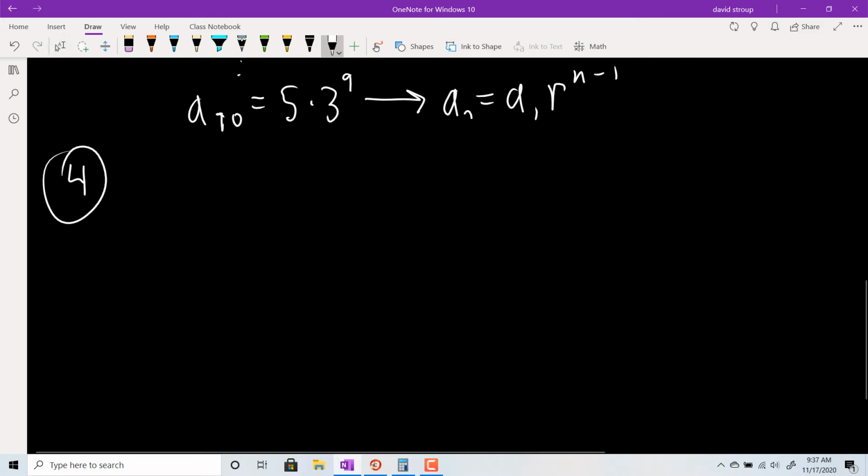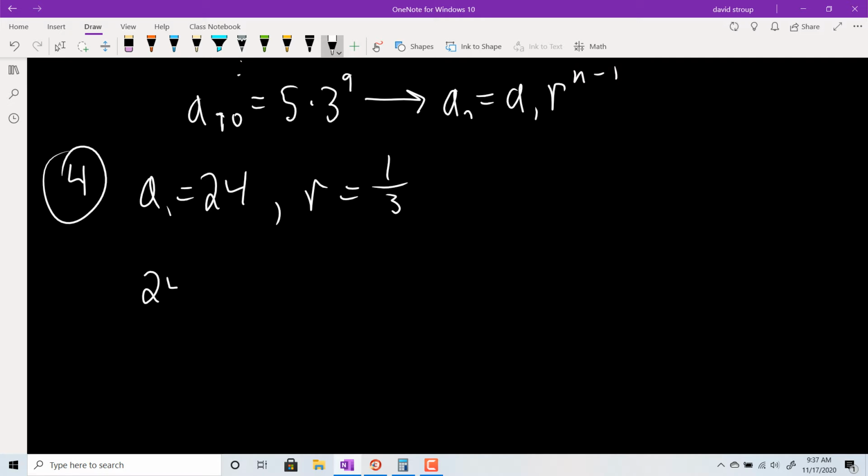Let's go number 4. A sub 1 is 24, and our ratio is 1/3. Sorry, a sub 1 is 24. A sub 2 is 24 times 1/3, which is 8. A sub 3 will be 8 over 3. A sub 4 will be 8 over 9. Sorry, I'm looking at my notes. I have something funny there. Okay.